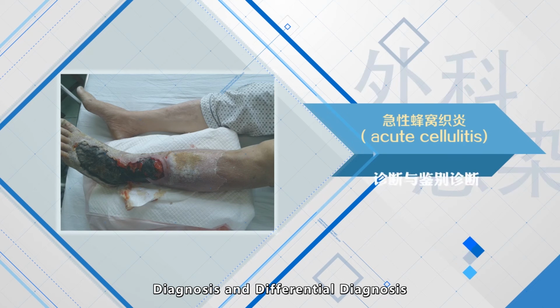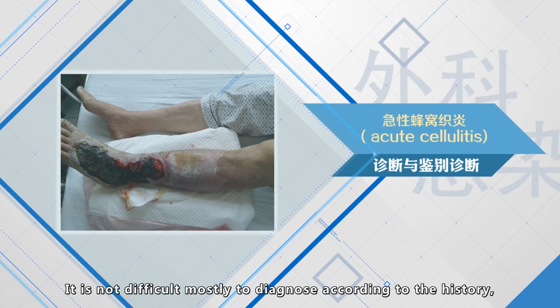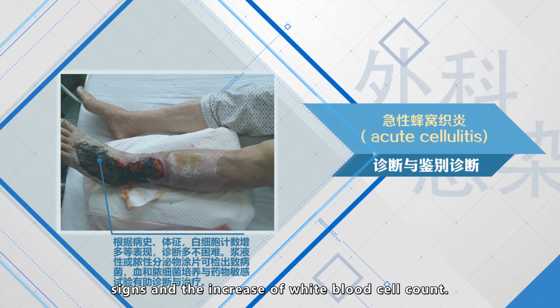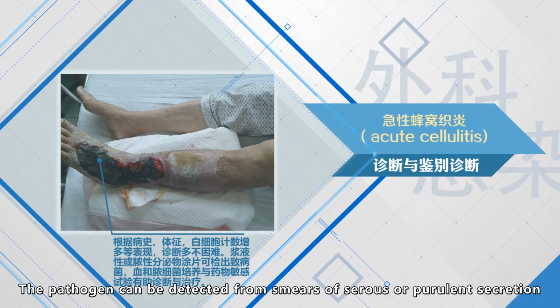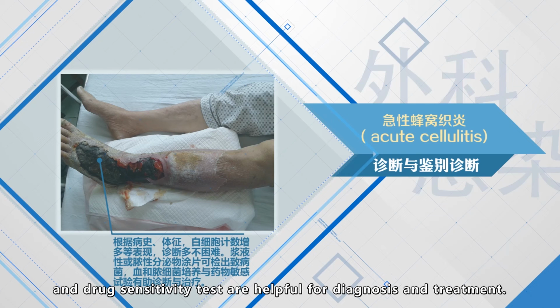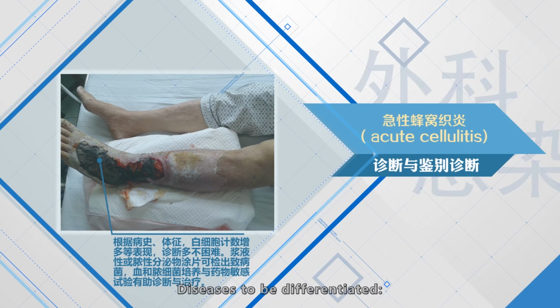Diagnosis and differential diagnosis. It is not difficult to diagnose most cases according to the history, symptoms, and the increase of white blood cell count. The pathogen can be detected from smears of serous or purulent secretion, and the blood and purulent bacteria culture and drug sensitivity tests are helpful for diagnosis and treatment. The disease is to be differentiated.